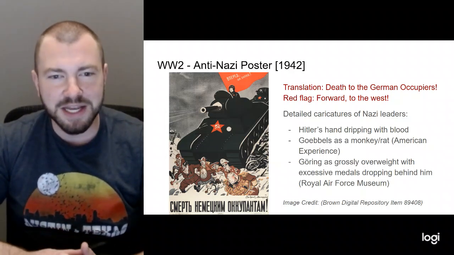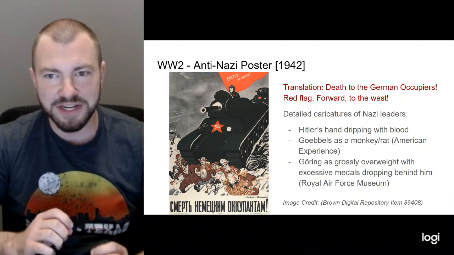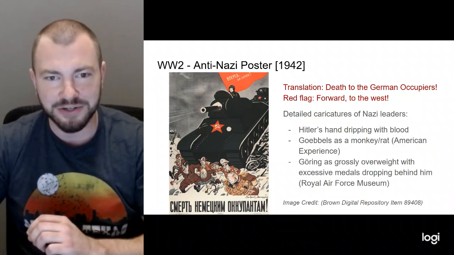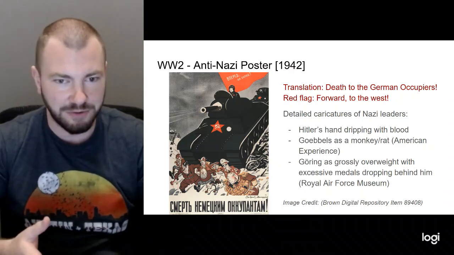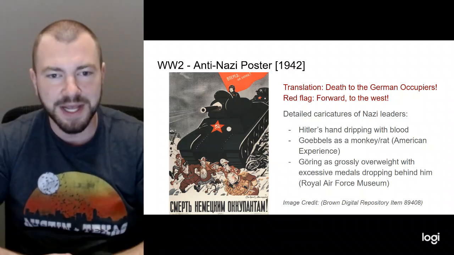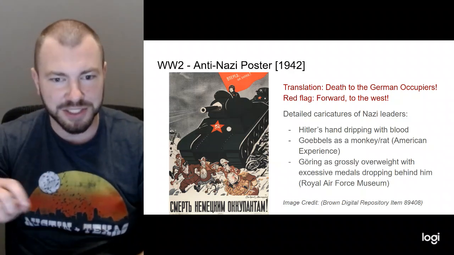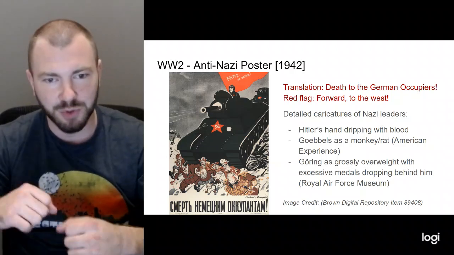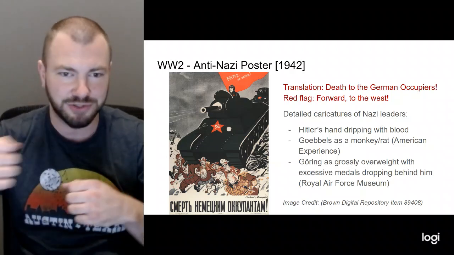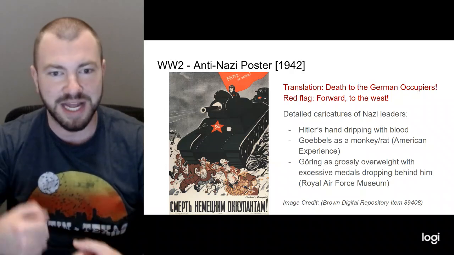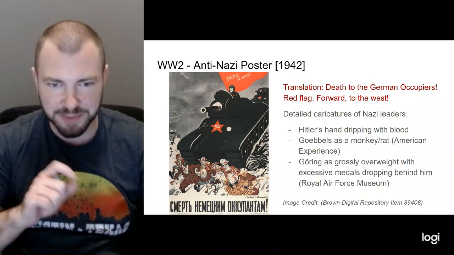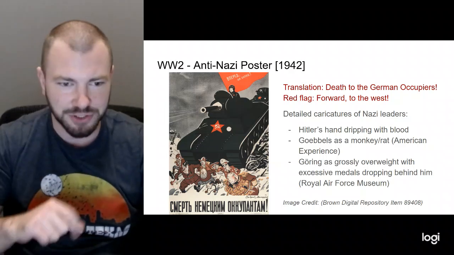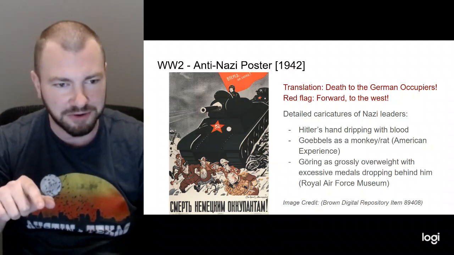The really interesting thing about this image to me is the very detailed caricatures of the Nazi leaders. So of course the overall image is a crushing Soviet victory over the Nazi German invaders. We can see details here such as the broken, twisted war equipment that the tank is driving over as it bears down on the Nazi leaders. The really interesting thing, again, is the specific detail to these leaders. So we're going to focus on 3 of the ones down in the front.